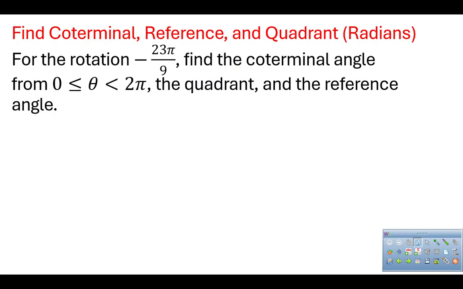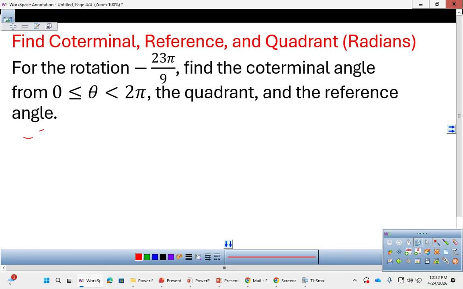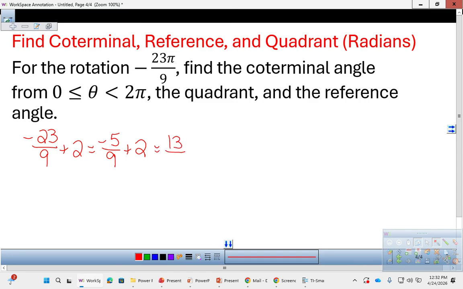All right, find coterminal, reference, and quadrant again, but now we're doing it in terms of pi. So I'm looking at this negative 23 over 9, and again, I'm ignoring pi for now. And what I'm going to do is keep adding that full rotation of 2 until I'm looking at a fraction that's not negative anymore. So when I add 2 to this, negative 23 over 9 plus 2, and I type that in the calculator, I get negative 5 over 9. Which is still negative, so I'm going to add another 2. And when I add another 2, I get 13 over 9, which is positive, and I'm going to add the pi to that. So my coterminal angle is 13 pi over 9.